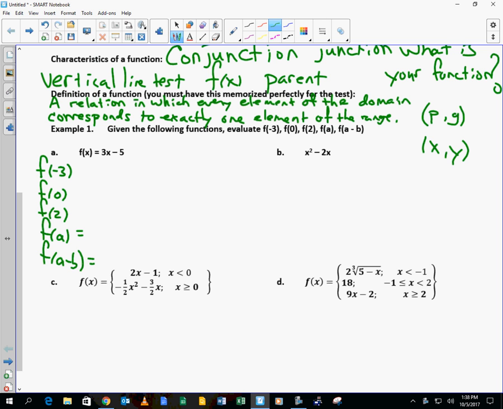So this is notation that the mathematical community put together to say how we want to identify the output value with the given input value. They replace the x with a -3, and wherever you see an x, you place in that domain value. So we get an output of -14. Plug in 0, we have 3 times 0, minus 5, -5. F of 2, 3 times 2, minus 5, 1.